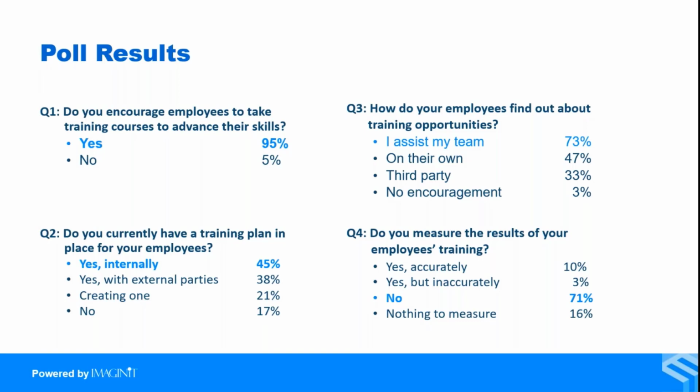Question number 2, do you currently have a training plan in place for your employees? Yes, 45% internally, yes with external party, 38%, creating, 21% of you are creating one, and then 17% say no. Interesting. Question 3, how do your employees find out about training opportunities? I assist my team, 73%, on their own, 47%, third party, 33%, and then no encouragement. So it looks like the majority of the people here are very much involved in training opportunities for their team.